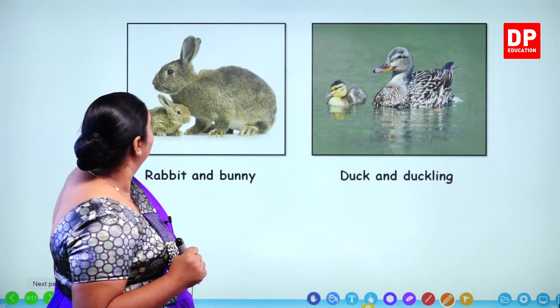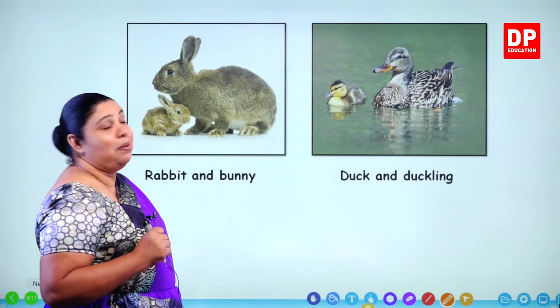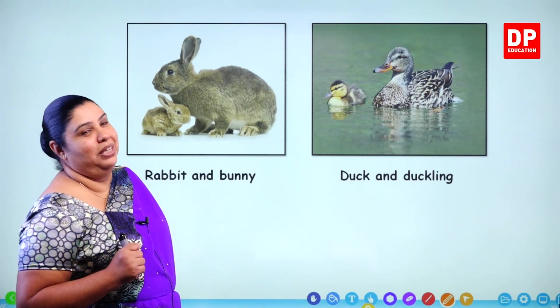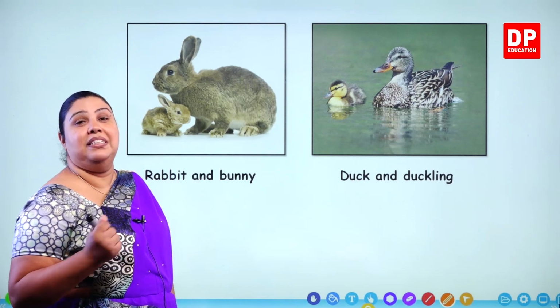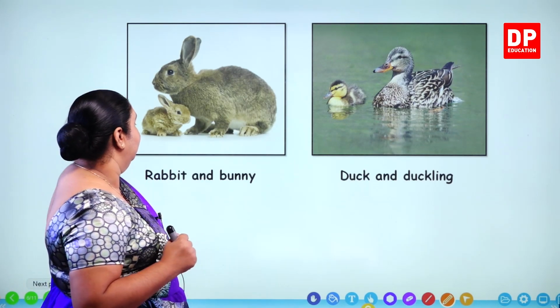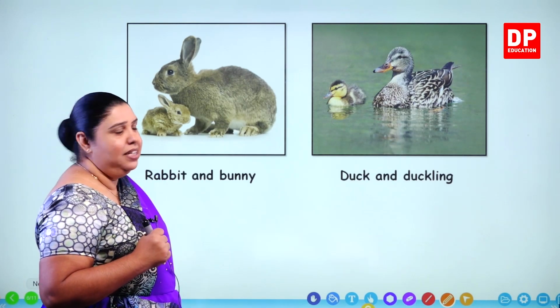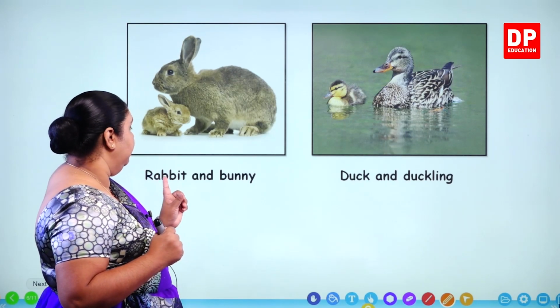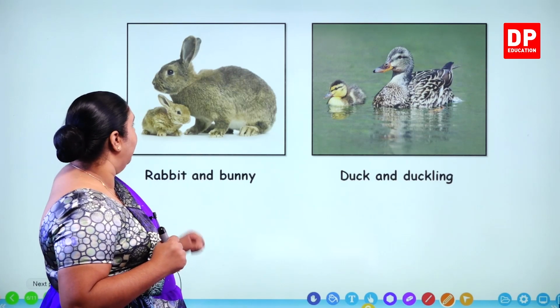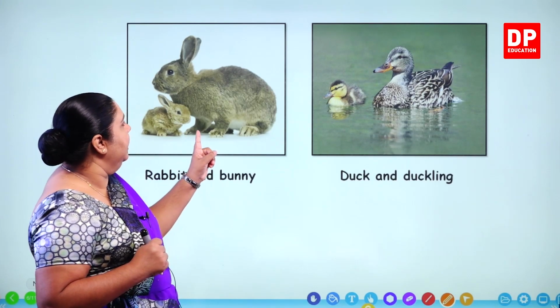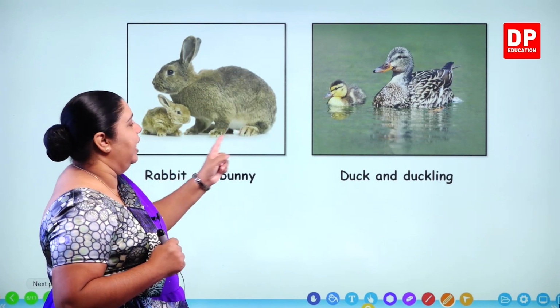Another two mama animals and their babies. Let's take a look at the first one. It's the rabbit. Rabbit. How do we spell the word rabbit? R-A-B-B-I-T. That is rabbit. Now can you see? Rabbit is the big animal.